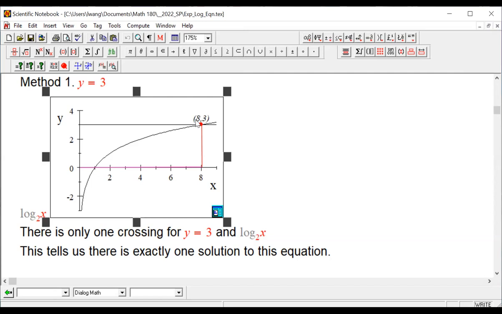We're looking for the input from a given output. You see, that's the essence of solving equations. But this method has pros and cons. The graphing method is not always taught in a lot of textbooks. In a lot of textbooks, we go straight to the algebraic method.